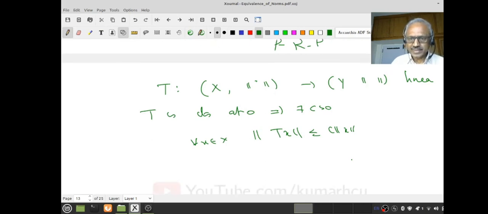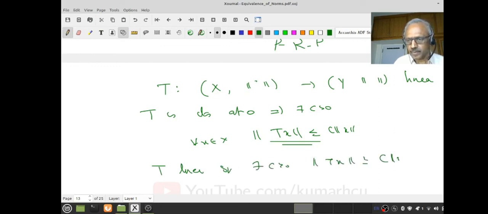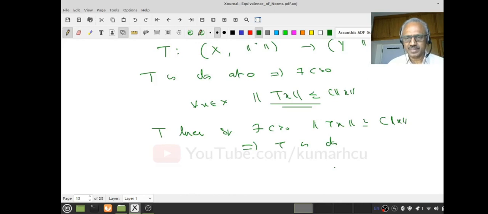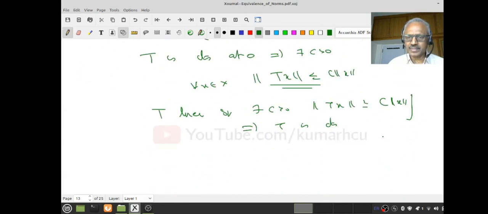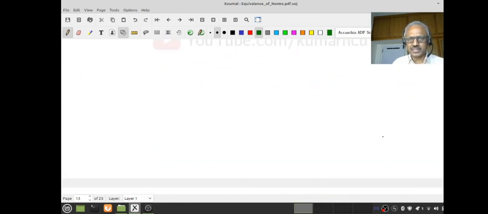On the other hand, suppose T is a linear map with this property. Then I claim T is continuous. This proof is what we had already shown just now. Right? This we already saw. Do you remember? I'm just recalling, just because I did it, you might have forgotten. Okay, don't get confused.